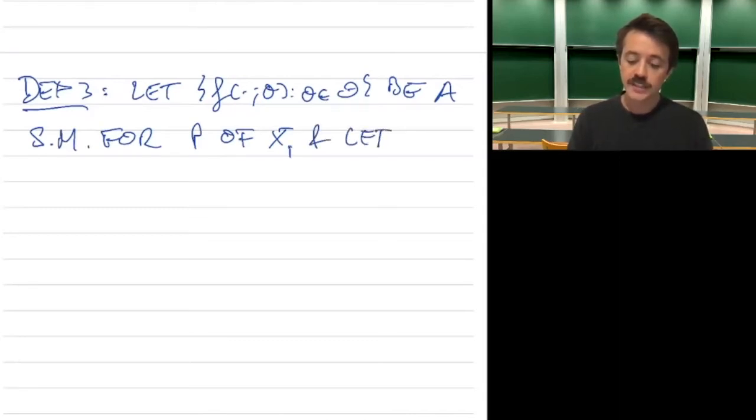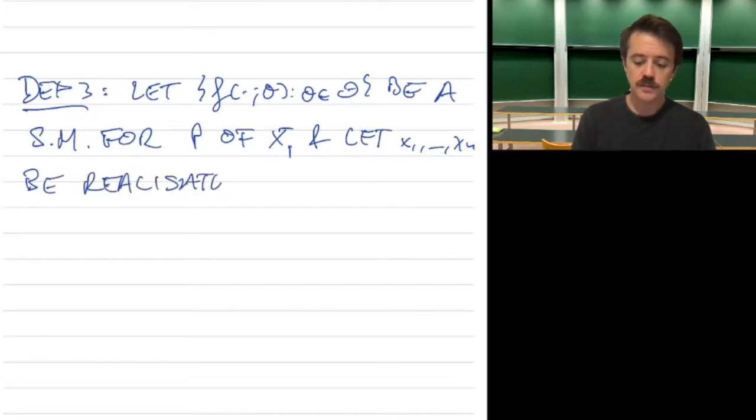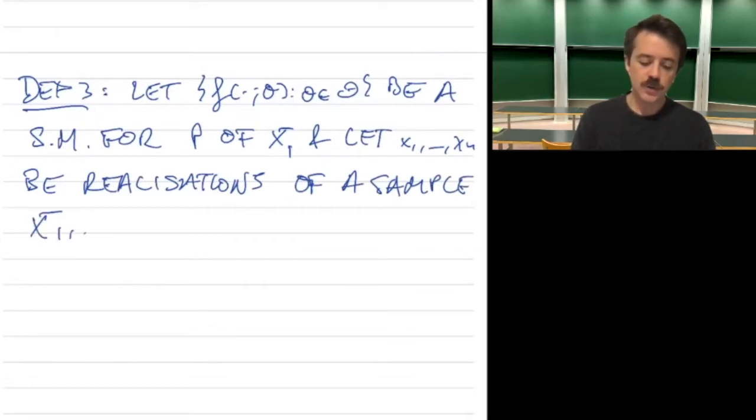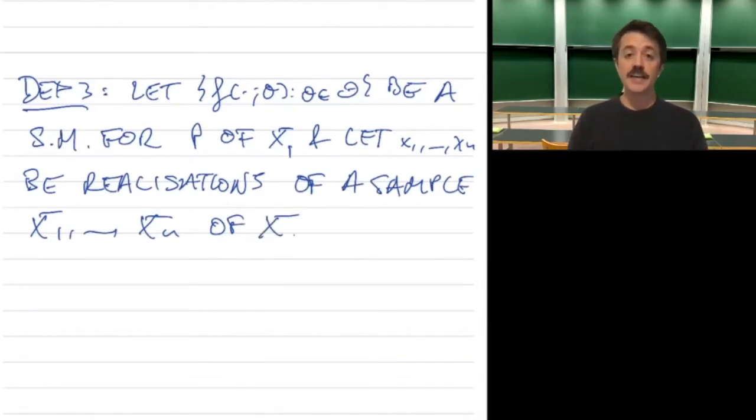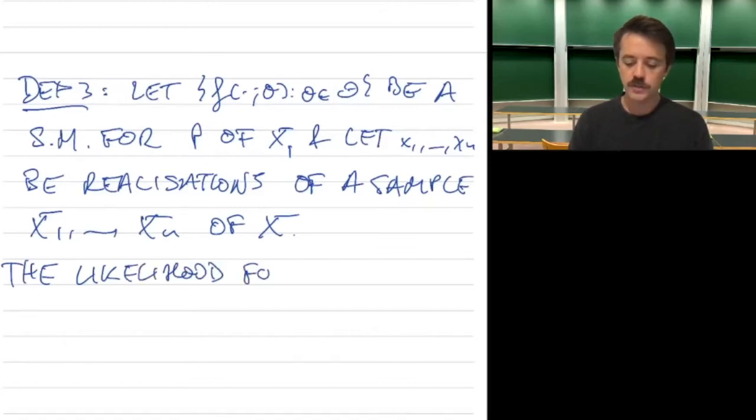And then let also x1 to xn, and these are clearly lowercase x's, be realizations of a sample, and these are now capital X's of X. I remind you that these are random variables that are IID copies of the capital X. So we can now define the likelihood function of the statistical model.